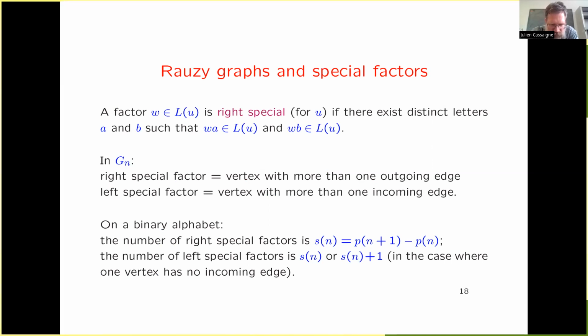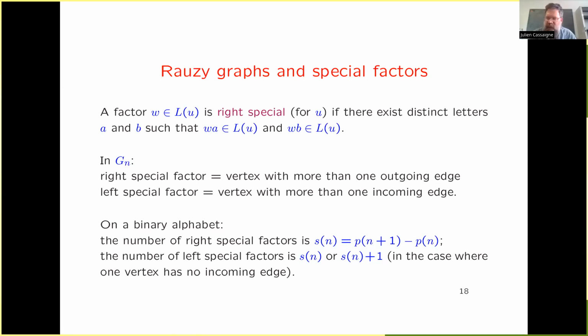And the number of right special factors, for a general alphabet, you have to count them with multiplicity according to the number of outgoing edges. For the binary alphabet, the formulas are simpler because you have one or two outgoing edges, so exactly two when it's special. And then the number of right special factors is easily seen to be P of n+1 minus P of n.